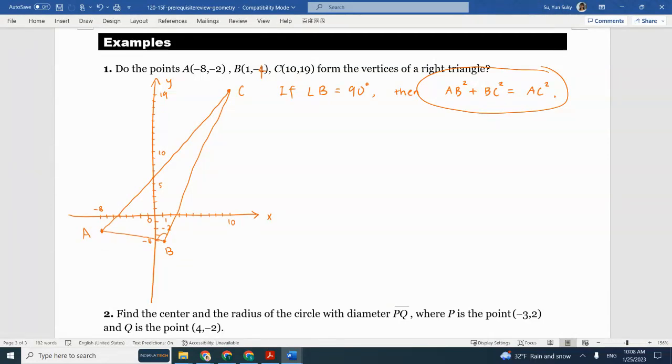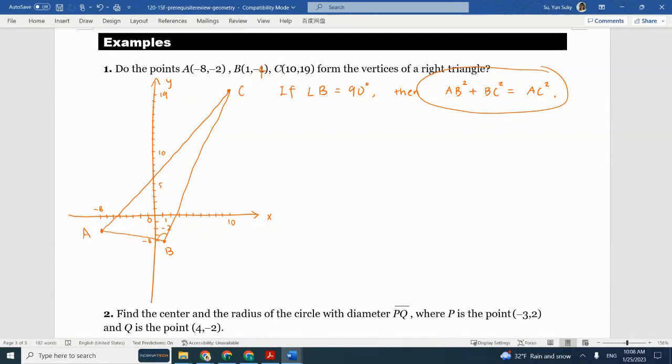And if you learned vectors, so I'm not sure if you have learned vectors before in high school. Okay, so if you learned vectors and you learned about dot products, then you can show the vector AB and the vector BC, the dot product is 0.